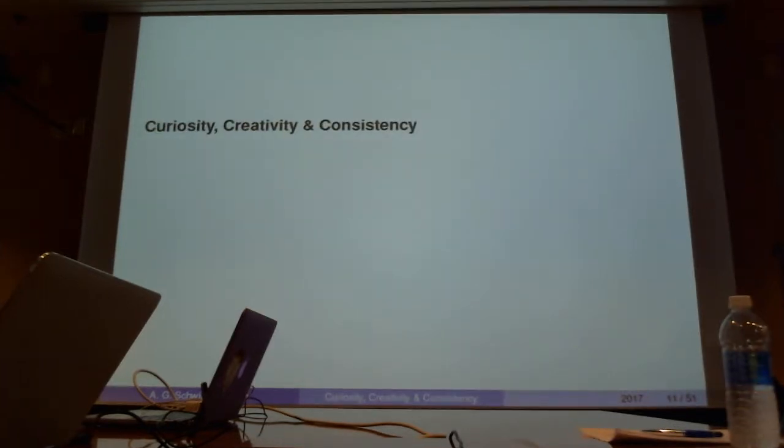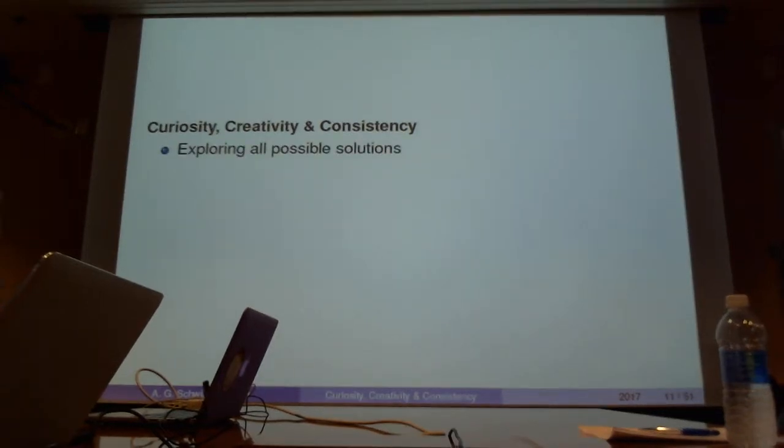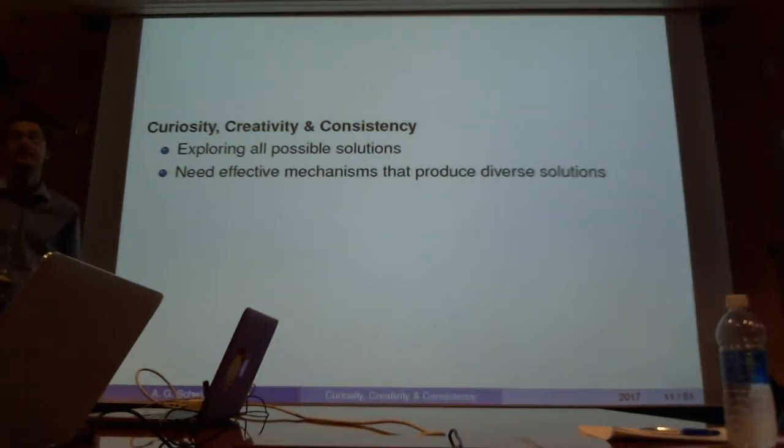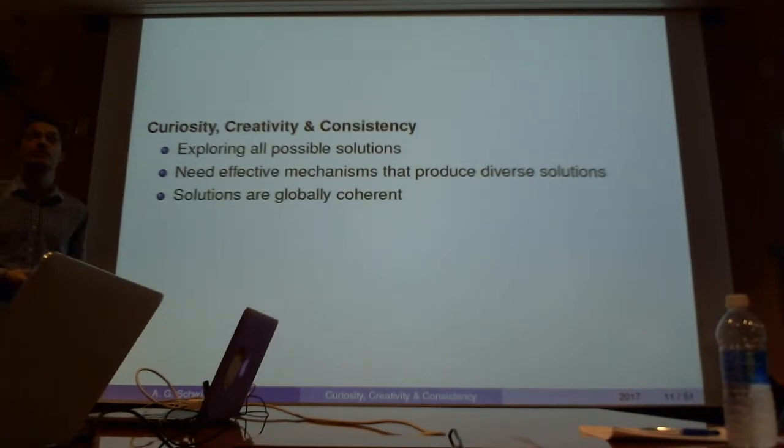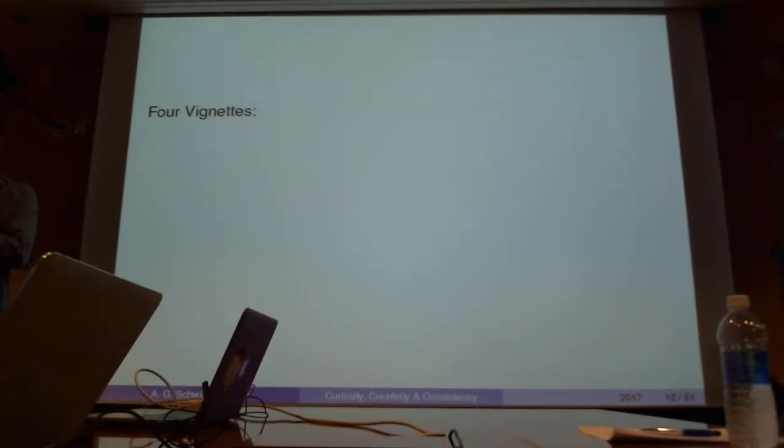Or kind of put the other way around in mathematics. I'm just now going from the other side backwards. So what do I mean by curiosity, creativity, and consistency? Well, exploring all possible solutions and the need for effective mechanisms to produce diverse solutions as outputs, and producing solutions that are globally coherent. Now, let me show you 4 vignettes of the type of work that we have been doing at UIUC that I'd characterize as fitting into this category to really make this more concrete.